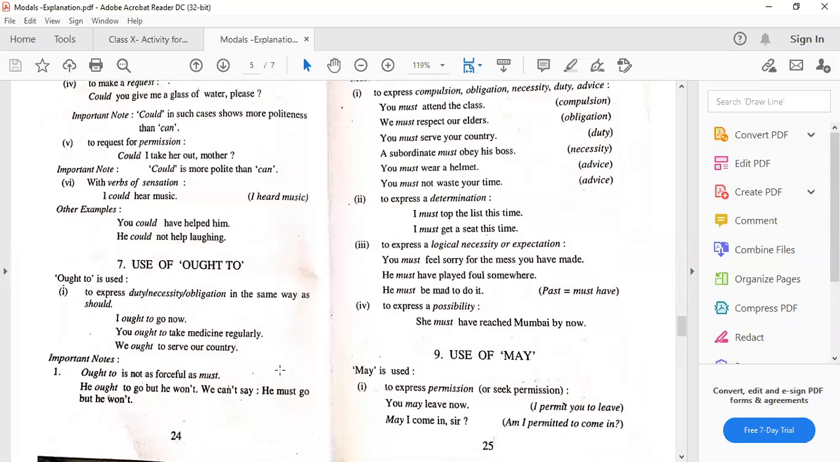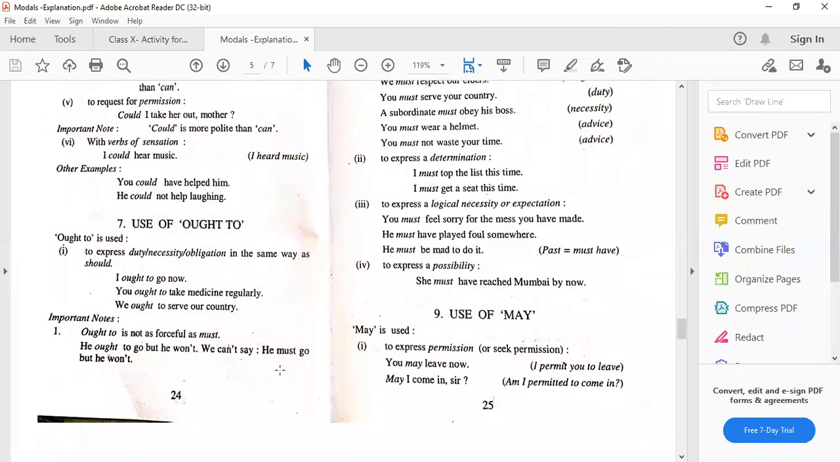Ought to is used to express duty, necessity, obligation in the same way as should. जैसे हमने should के लिए किया है, same form में हम ought to भी use कर सकते हैं to show any duty, any necessity or any obligation that is your moral duty. I ought to go now. You ought to take medicine regularly. We ought to serve our country. This becomes our moral duty, obligation कि अपने country की सेवा करें. It becomes a necessity. You ought to take medicine. It is the necessity कि लेनी चाहिए medicine. And I ought to go now. My duty.